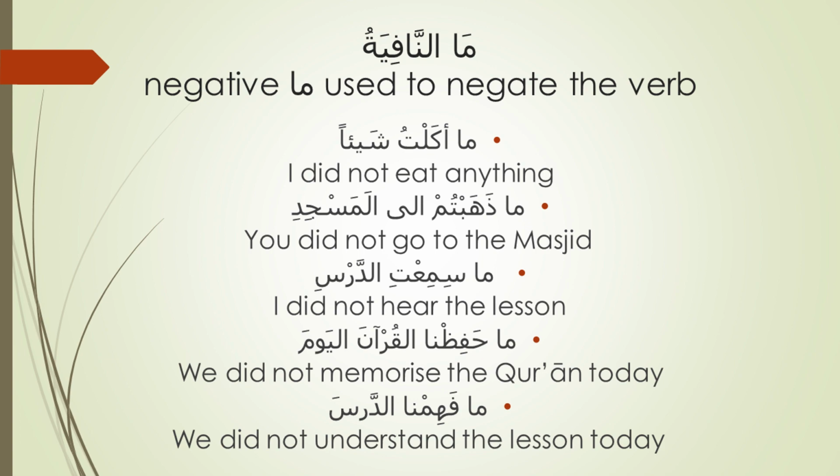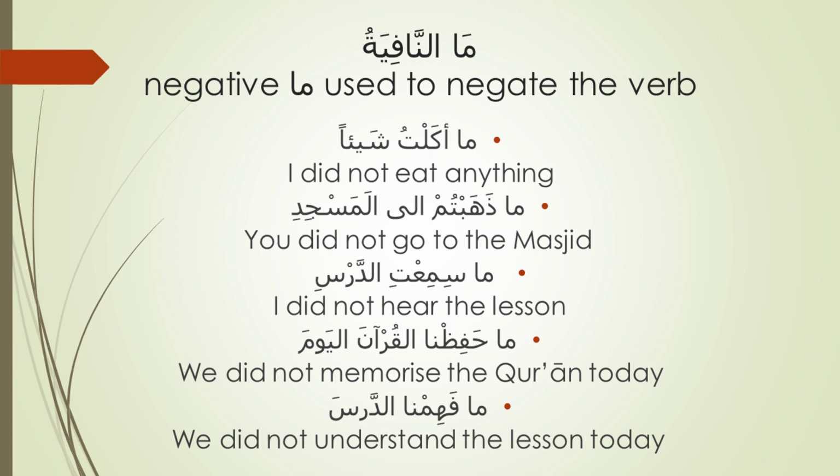So now what we're going to do is something extra, which is how to negate. Because we know how to say you did it. How do we say you did not do it? What we do is we bring this ma. There's different types of ma, but this one specifically is used to negate the verb, to say I did not do such and such.